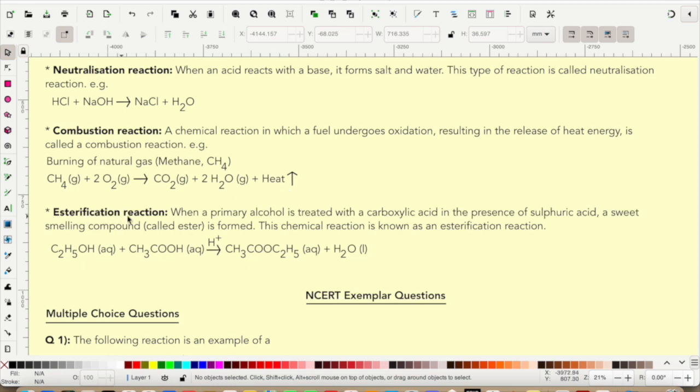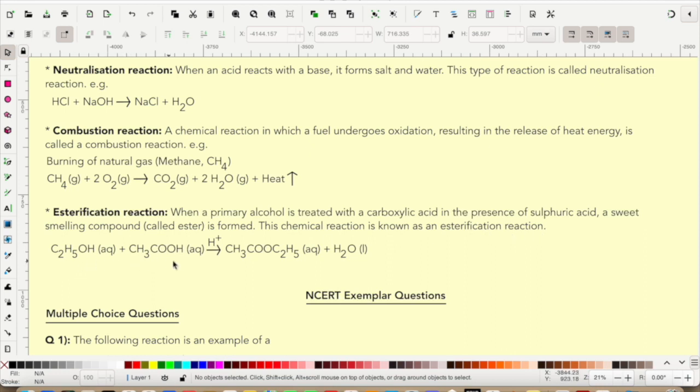Third one is esterification reaction. When a primary alcohol is treated with a carboxylic acid in the presence of sulfuric acid, a sweet smelling compound called ester is formed. This chemical reaction is known as an esterification reaction.